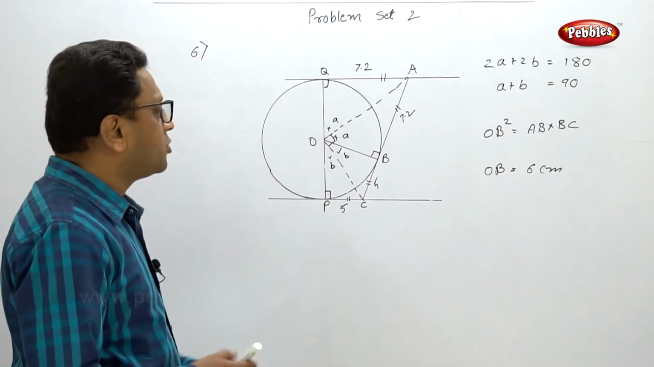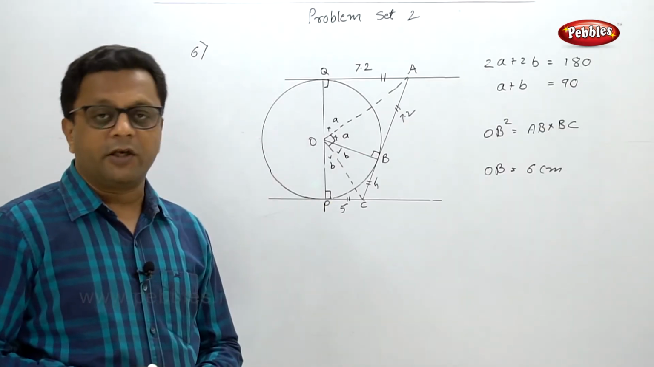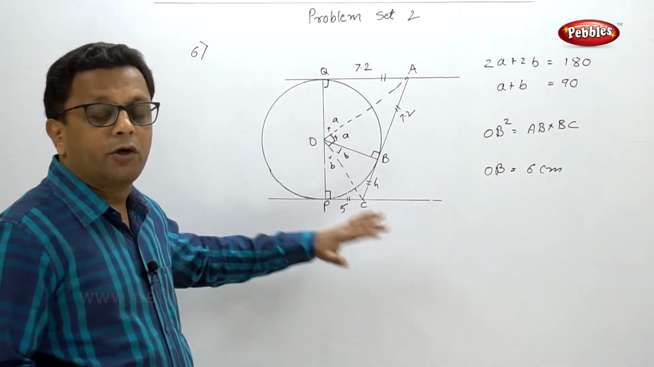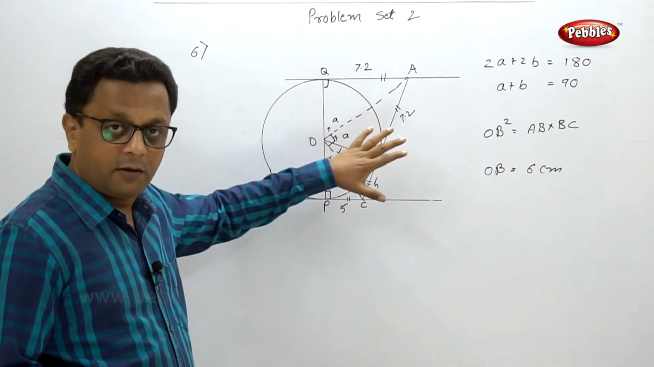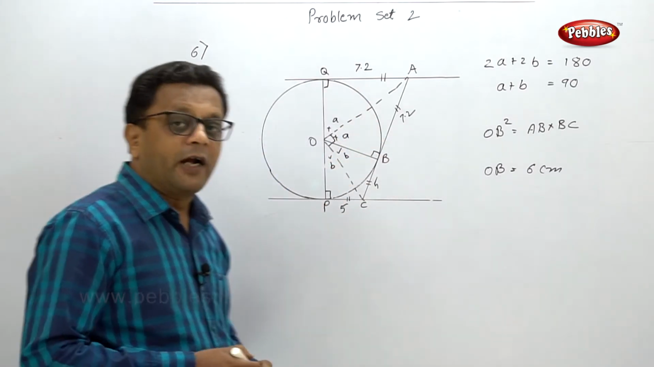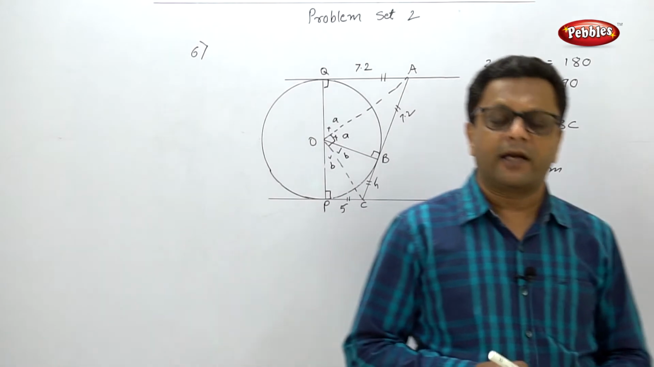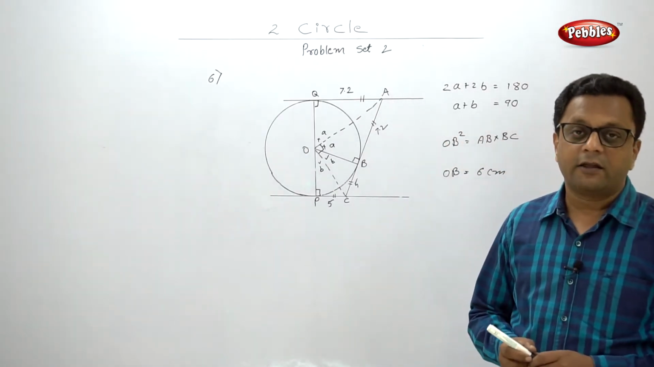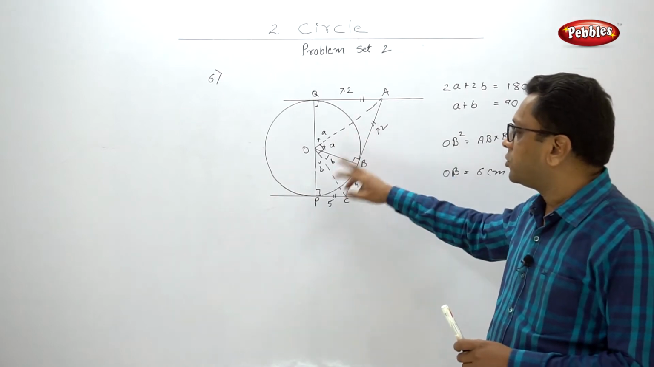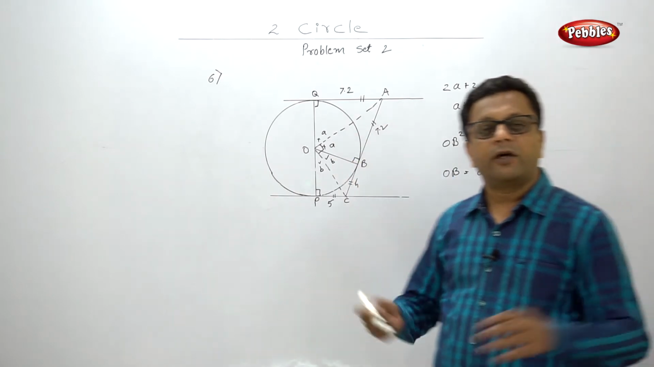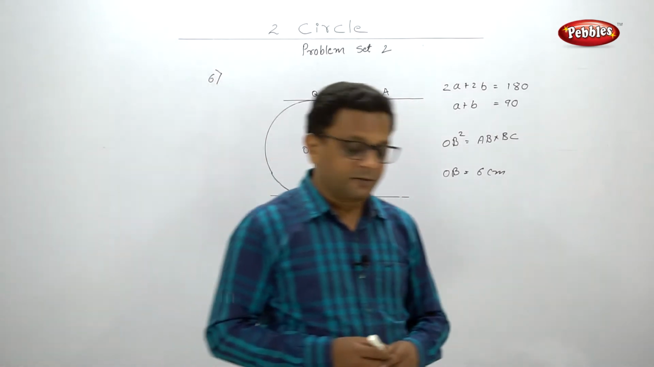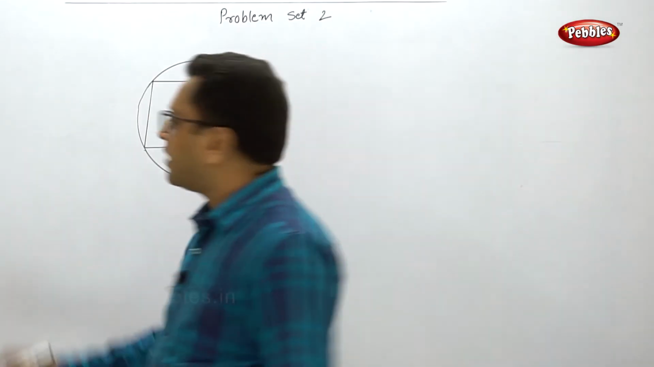So this example was not difficult. Only thing, first of all, just understand what you can judge from this figure, and then if at all right angles are there, complete the right angle triangles, and then you can use either Pythagoras or geometric mean and you can find your answer. So let us move to next example. Example number 7.